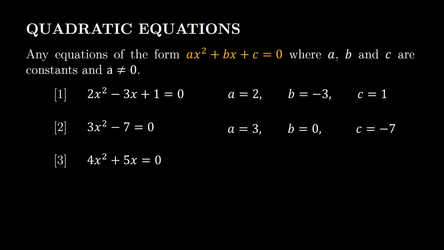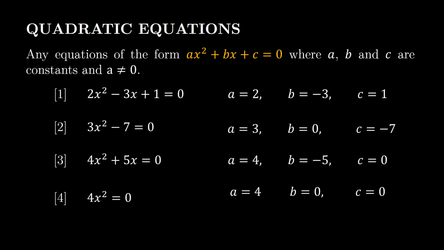Then we have 4x squared plus 5x equals 0. A equals 4, b equals positive 5, not negative 5. As you can see here, the c term, the last term, is missing. That gives us c equals 0. So this is also a quadratic equation. Then 4x squared equals 0. That gives us a equals 4, b equals 0, and c equals 0.